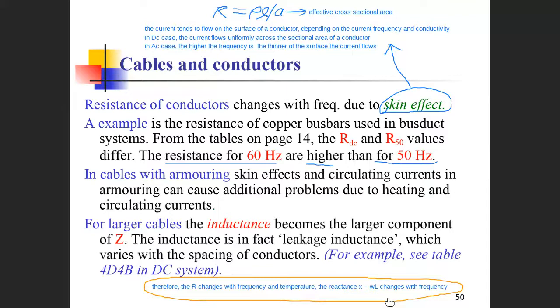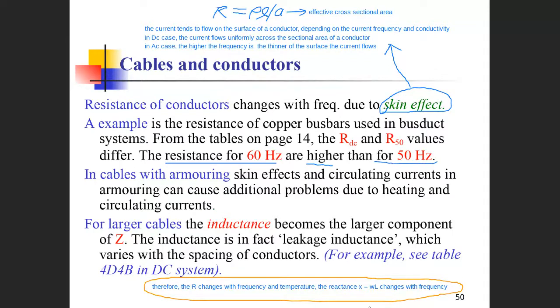Please remember these points, which will be examined in assignment 2 and in the final examination papers, asking you to do some calculations. You must remember these points, otherwise you will make mistakes. Okay, that is the cable's conductance.